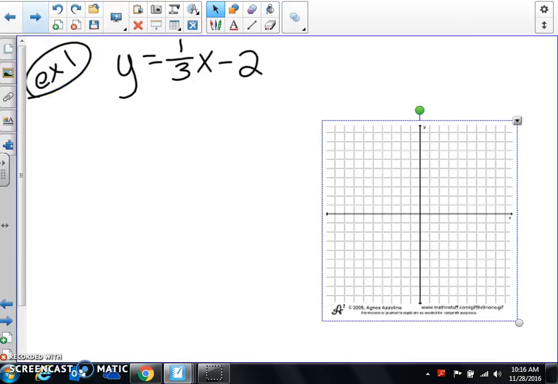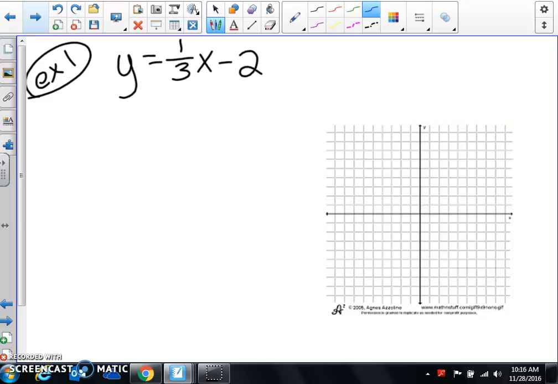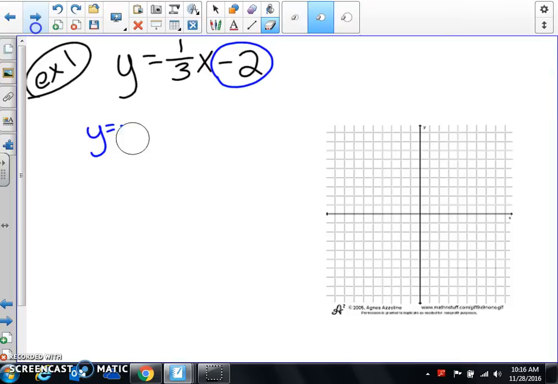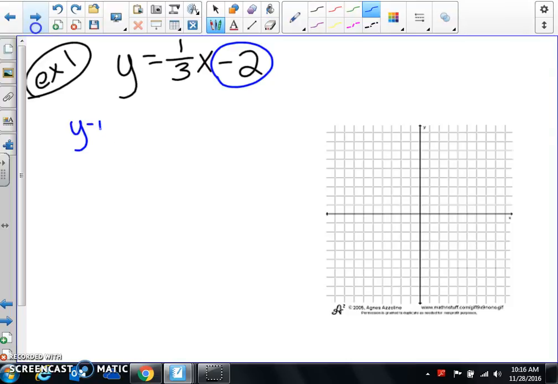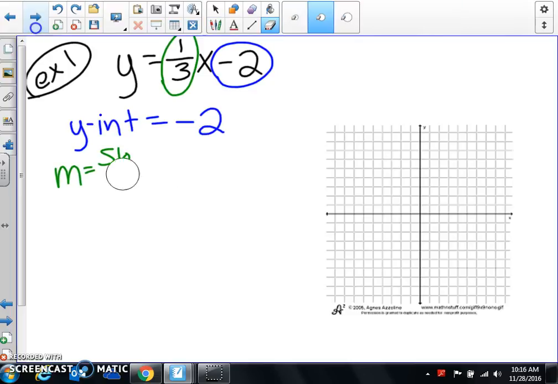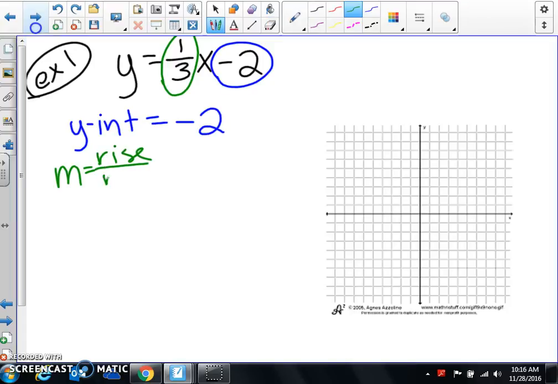Alright, so y equals 1/3 x minus 2. So lucky for us, that is already in y equals mx plus b. So the first thing I want you to do is find your y-intercept first. Negative 2. Now you can put it as an ordered pair, but honestly for graphing you don't have to worry about it. And then my slope, my m, which is equal to rise over run, equals 1/3.